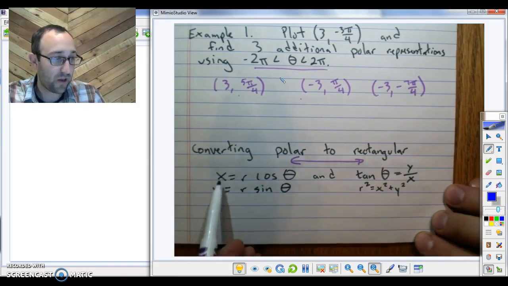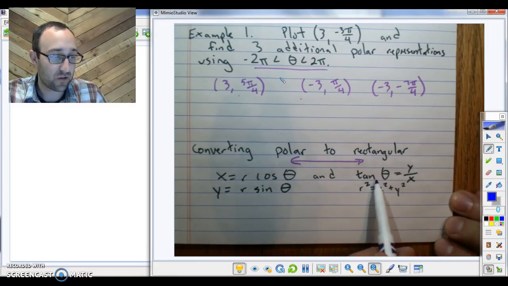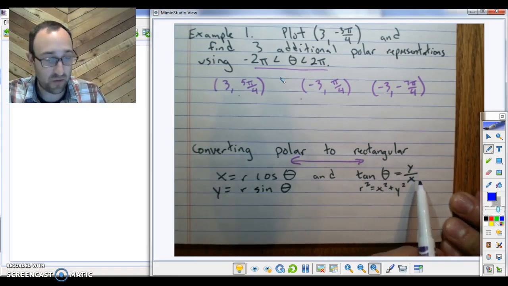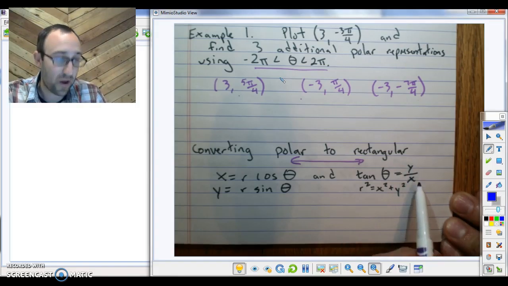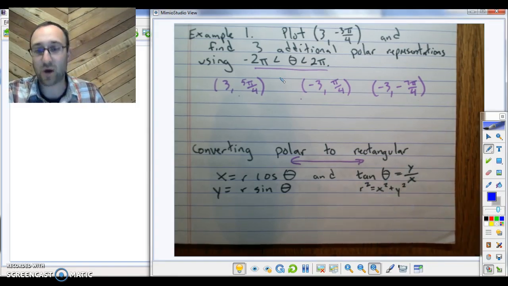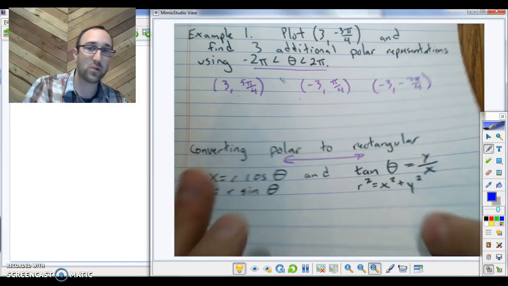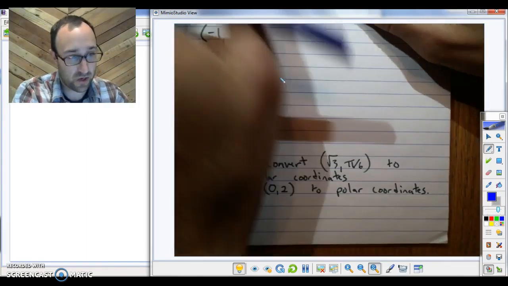If you have x and y, x is r cosine theta, and y is r sine theta. We could also write tangent theta as y over x. So that means if you know what y and x are, you can go back through and find theta, and you know r is going to be the square root of x squared plus y squared. Kind of just like the unit circle, except no longer is the radius 1. It can be anything. So let's use that to do a couple more examples.